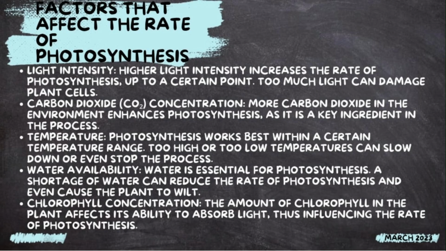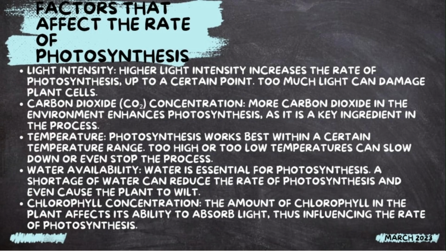The higher the light intensity, the more the rate of photosynthesis will speed up to a certain point, and we'll talk about that soon with a diagram. It will increase until it cannot increase anymore, until it levels off. As I said before, too much light can damage plant cells. You have CO2, which is needed to drive the process, so it can also become a limiting factor.